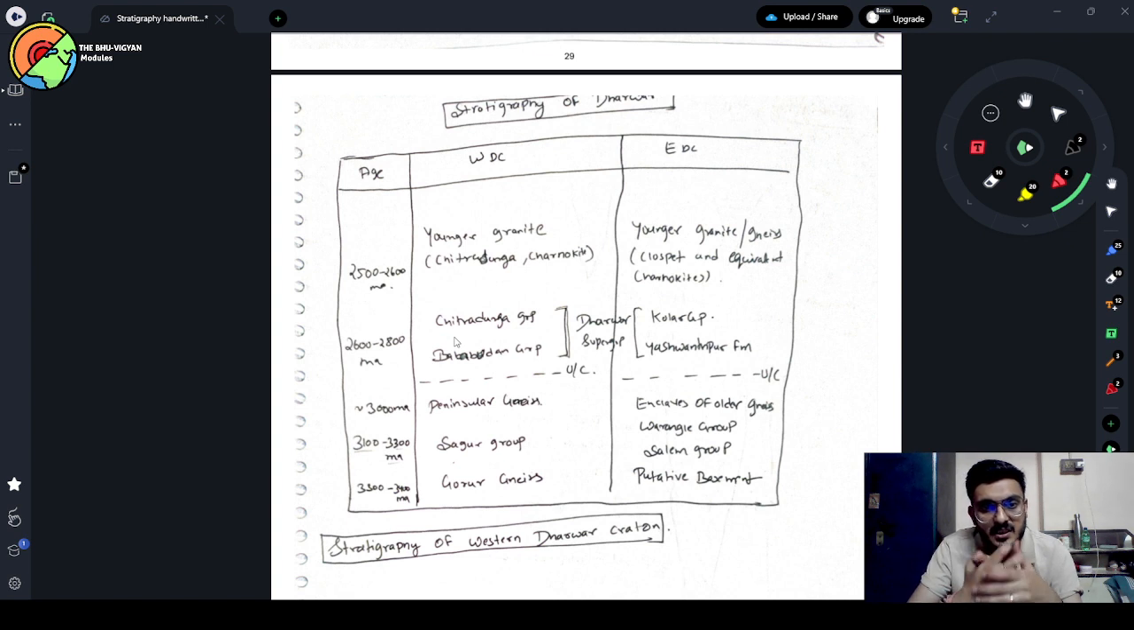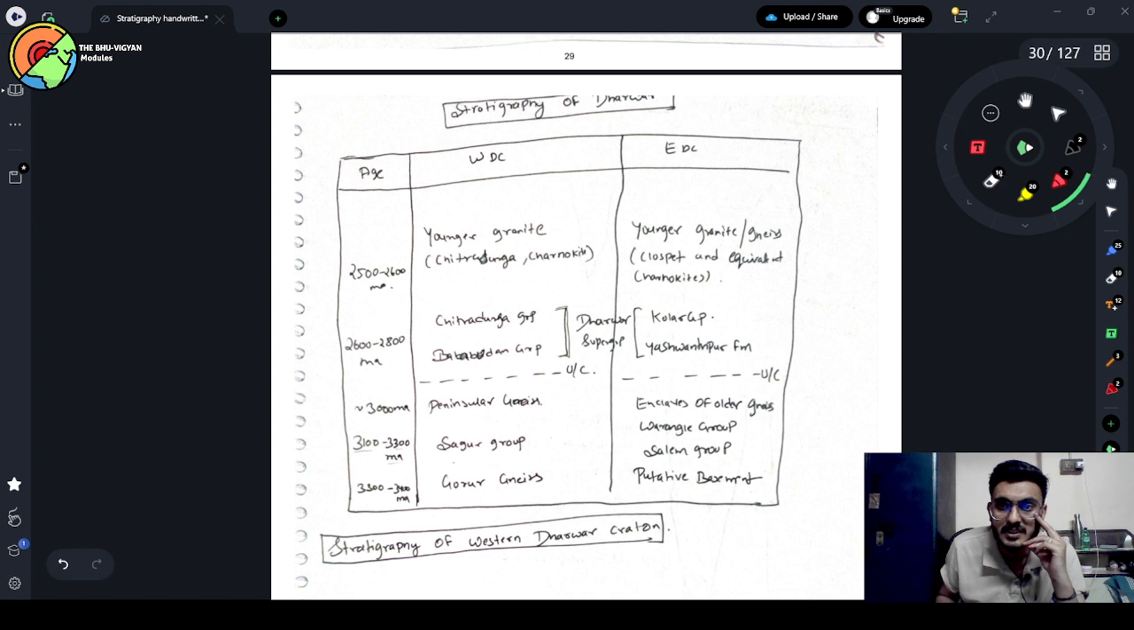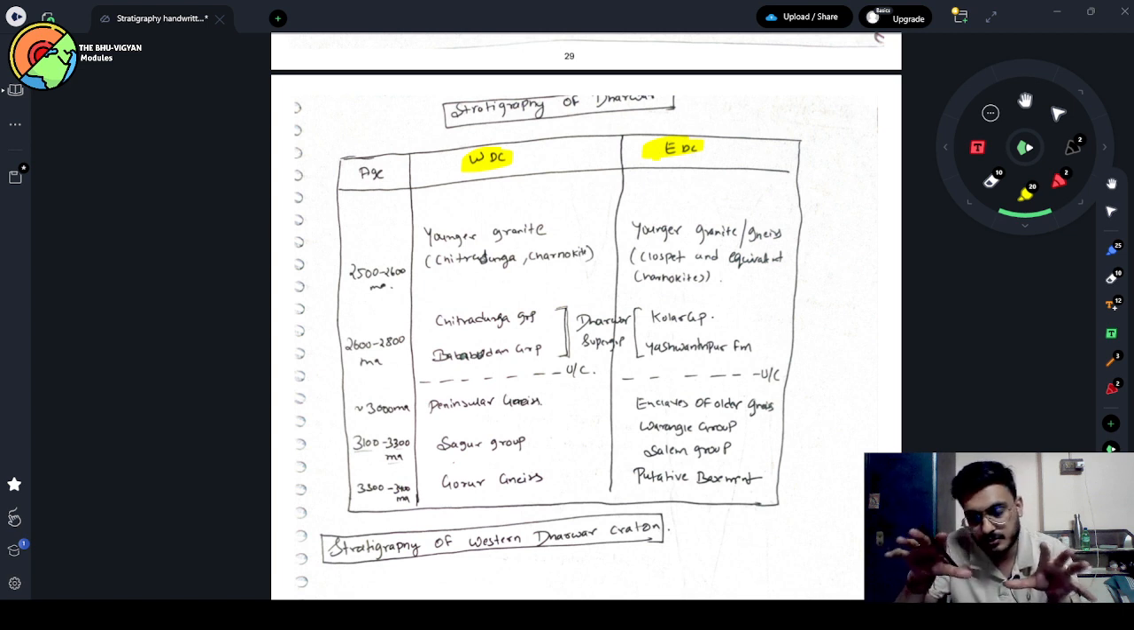If you see the stratigraphy of the Dharwar Craton, it is divided into two parts, the Western Dharwar Craton and the Eastern Dharwar Craton. Okay, so these two different cratons were formed during the Archean time by the nucleation and combination of the proto-continents at that time.